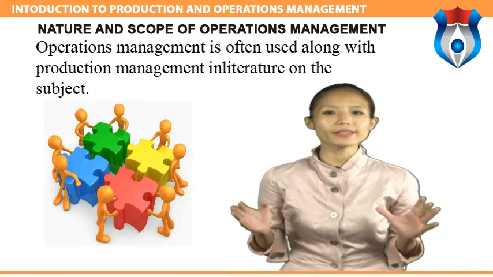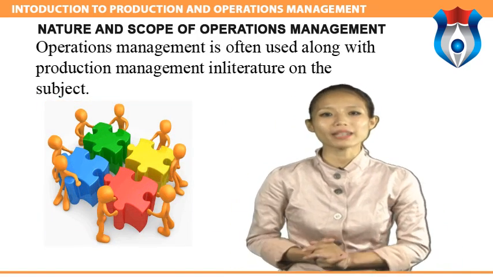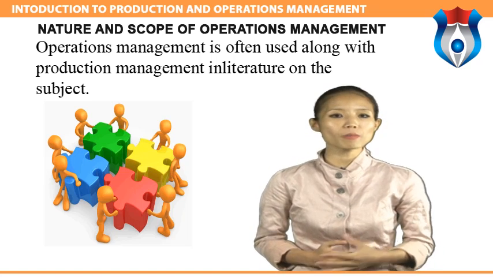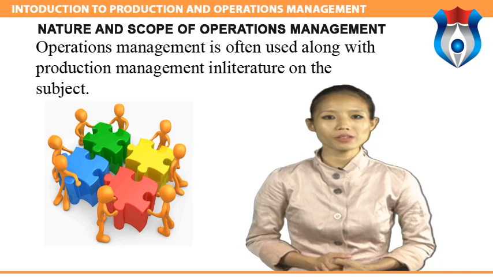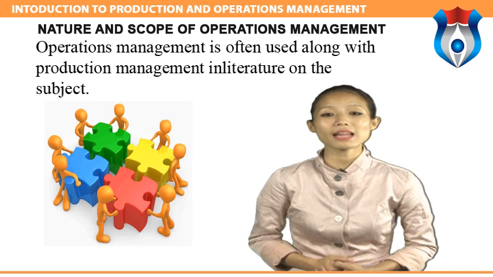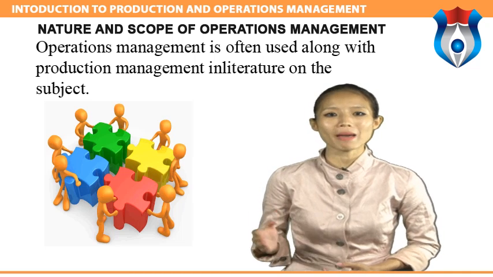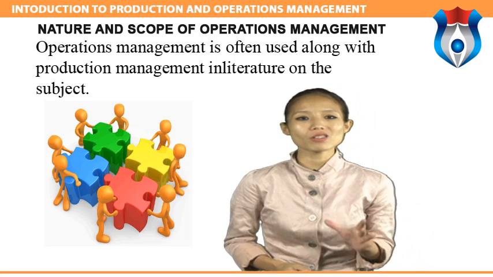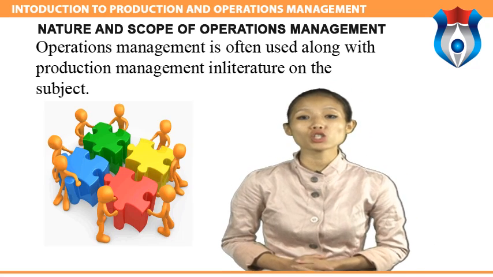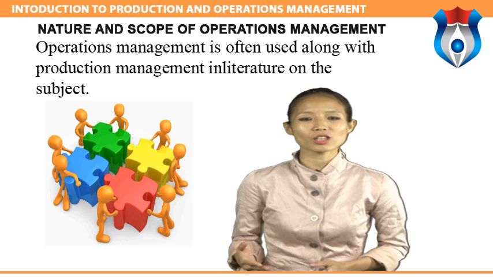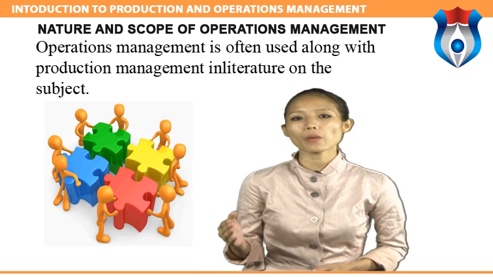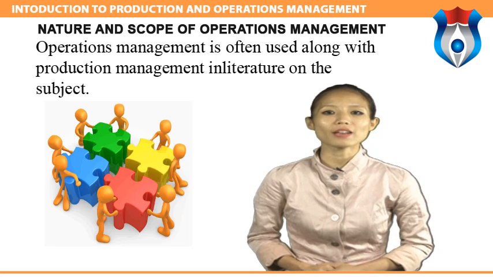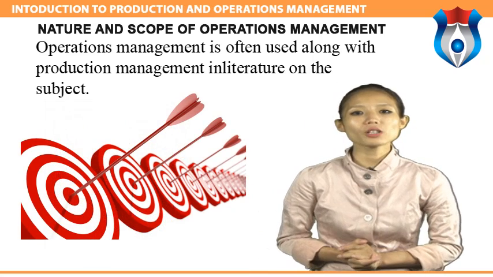Now we will discuss the nature and scope of operation management. Operation management is often used along with production management in literature on the subject. It is therefore useful to understand the nature of operation management. Operation management is understood as a process whereby resources or inputs are converted into more useful products. A second reading of this sentence reveals that there is hardly any difference between the terms production management and operation management.